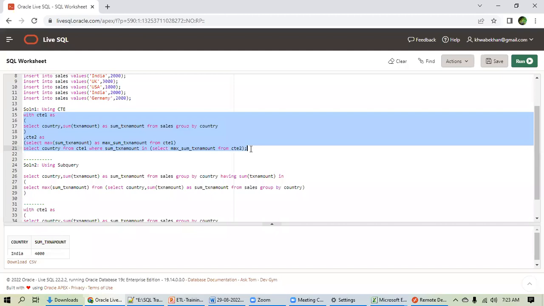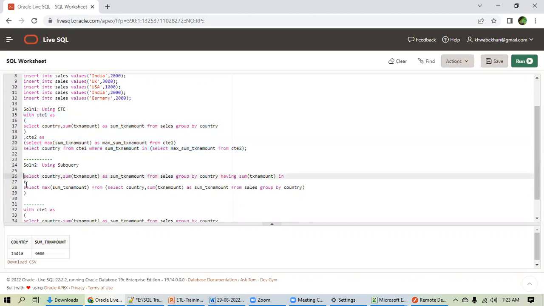Hope it's clear to everyone. Okay. Same question I have done using subquery. You got the same output. This subquery I want to explain to you. And then I will tell you why we go for CTE.